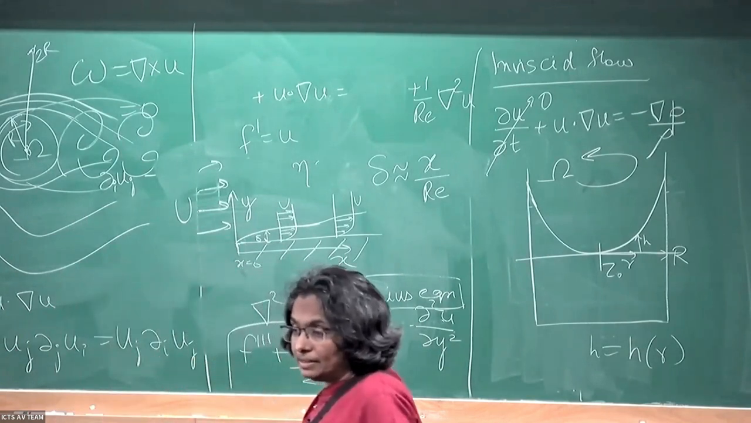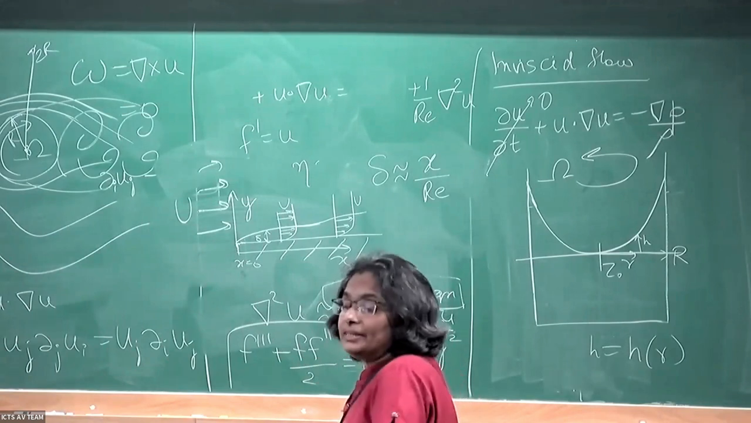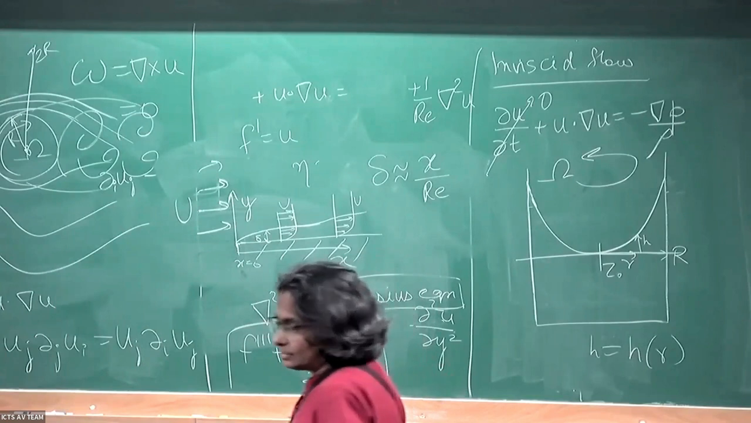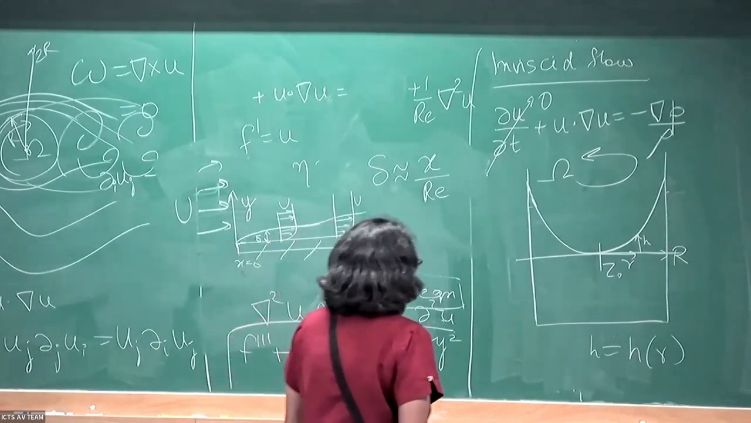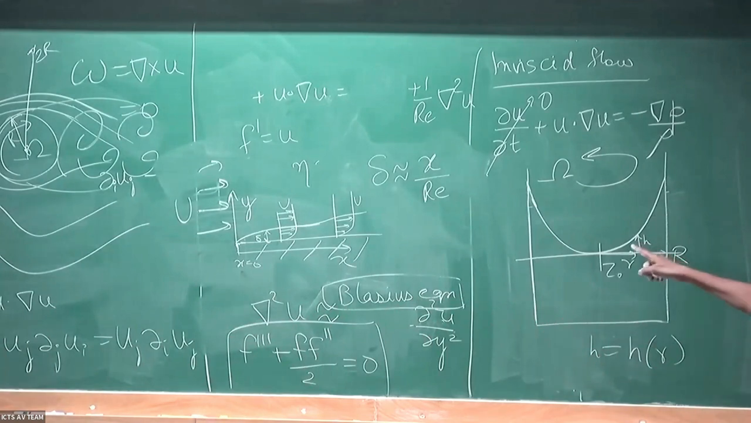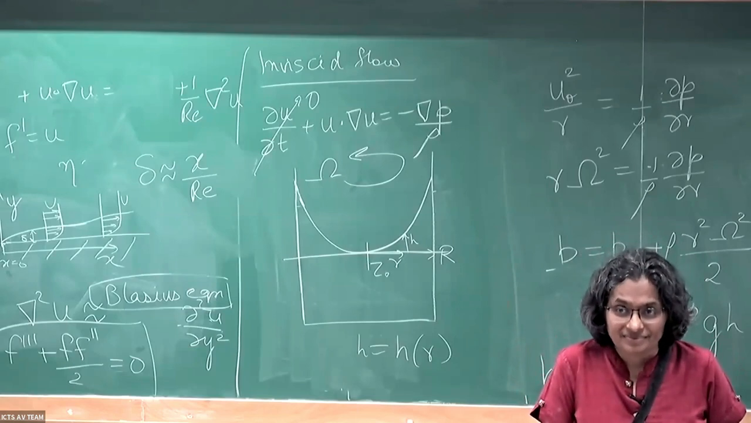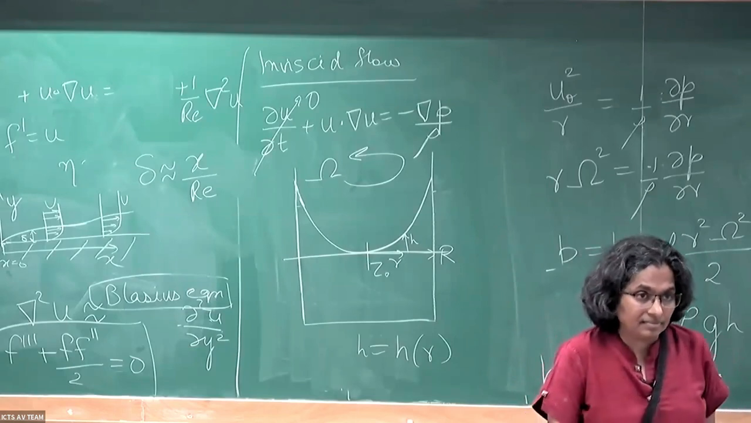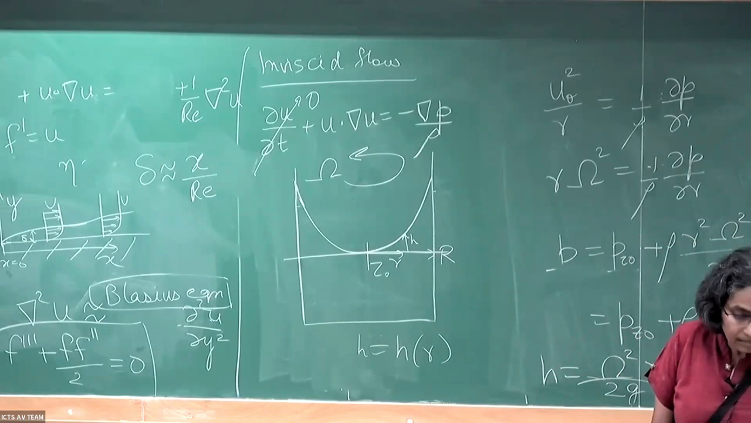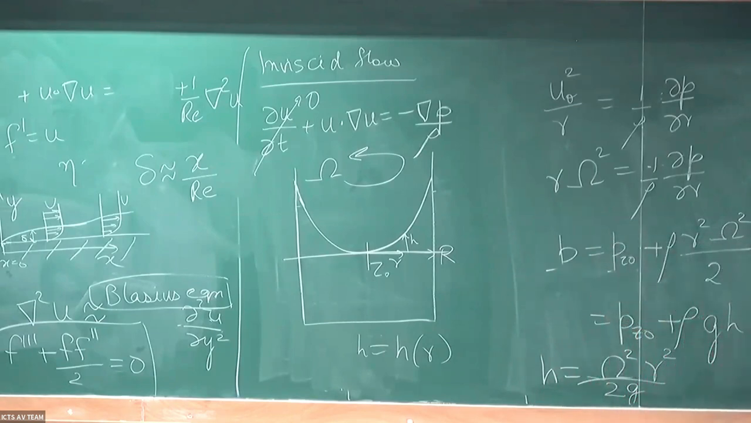Because it's all 2D. Nothing is changing in the other direction. So d by dz of everything is zero. No, this is the Reynolds number based on delta. So it's a square root of the other Reynolds number. So shall we go on to vorticity?